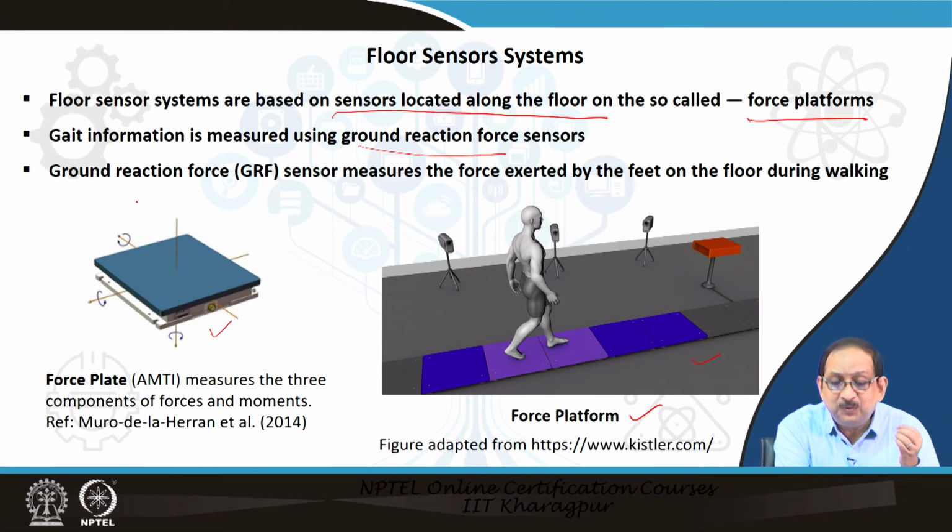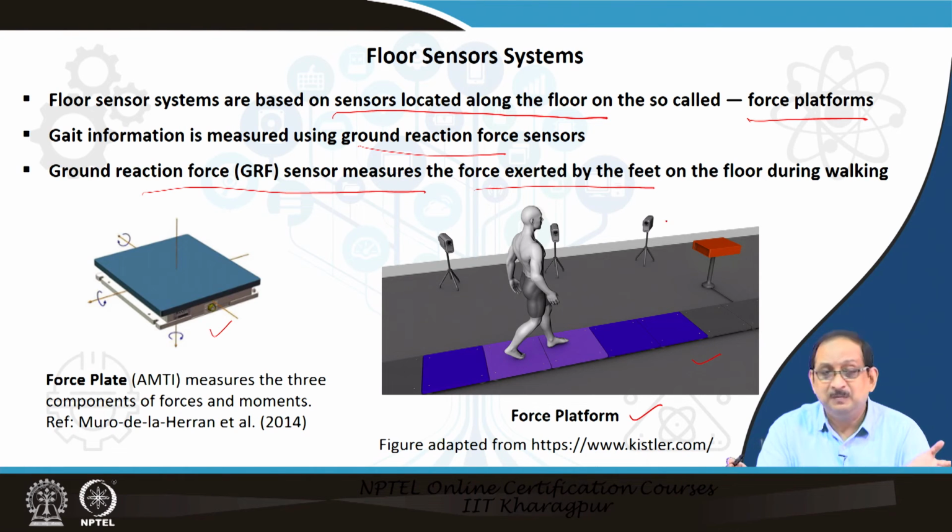The ground reaction force sensors measure the forces exerted by the feet. Basically, when the foot comes in contact with the floor, the ground reaction force is the reaction force from the ground on the foot during walking, which is opposite in direction but equal in magnitude to the force exerted by the foot on the floor during walking.